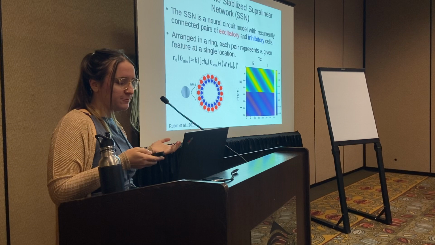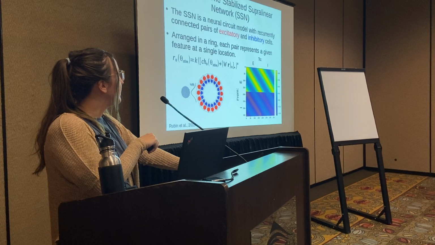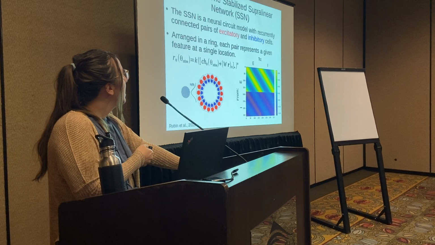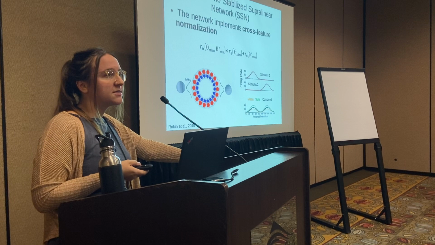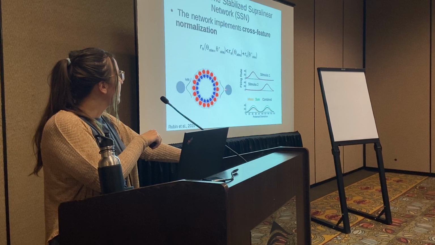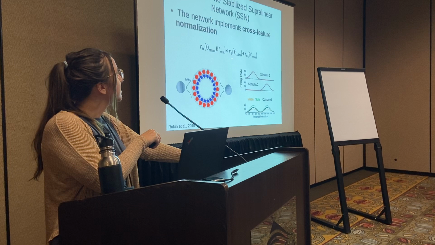In addition to mimicking some of what's known about the anatomy and the physiology of the neurons in the visual cortex, it can also replicate one of the computations found in the visual cortex, and that's cross-feature normalization. By normalization here, I simply mean sublinear summation. So if you show the network two different stimuli at once, the response to those two stimuli together will be less than the sum of the responses to each of those stimuli alone.